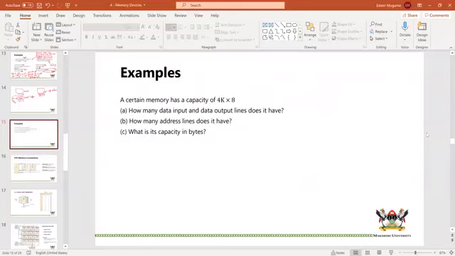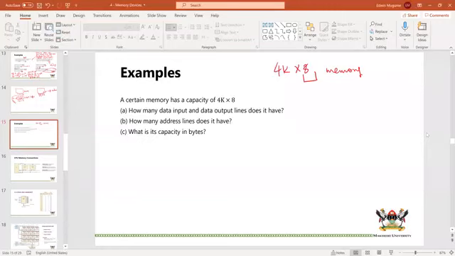So we have some simple questions. Here we have a 4K by 8 memory. How many data input lines and data output lines? Obviously, the data input lines and data output lines are equivalent to the size of the word. And so those will be 8. Each of them will be 8.